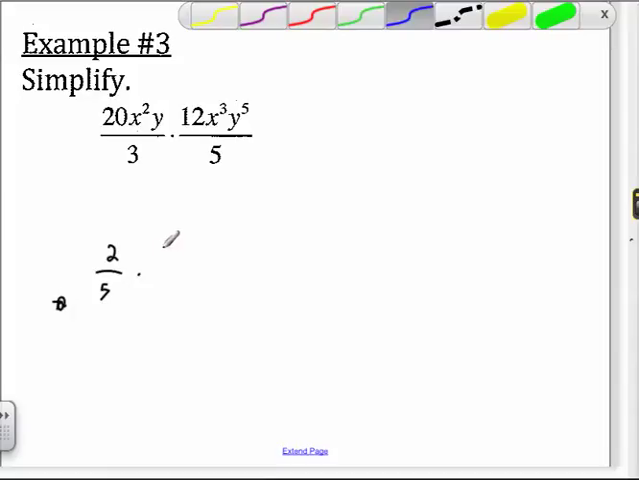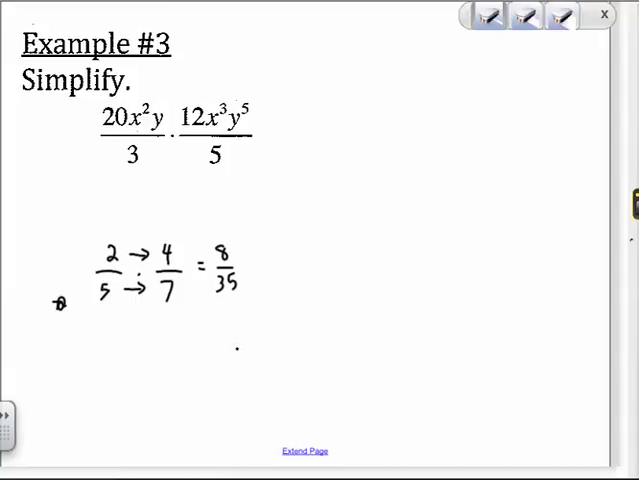2/5 times, let's say 4/7. No, not when I'm multiplying. Arjun, what's the technique when I'm multiplying? Multiply straight across. 2 times 4 is 8, and 5 times 7 is 35. Okay, that's it. Now, CC did bring up a good point, and I'm going to erase these.